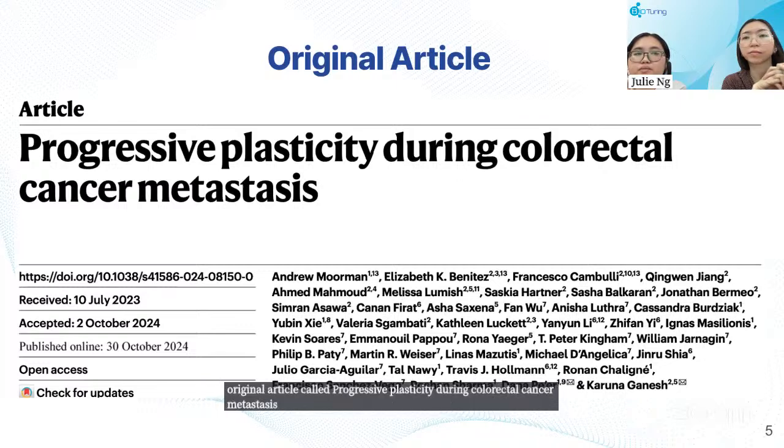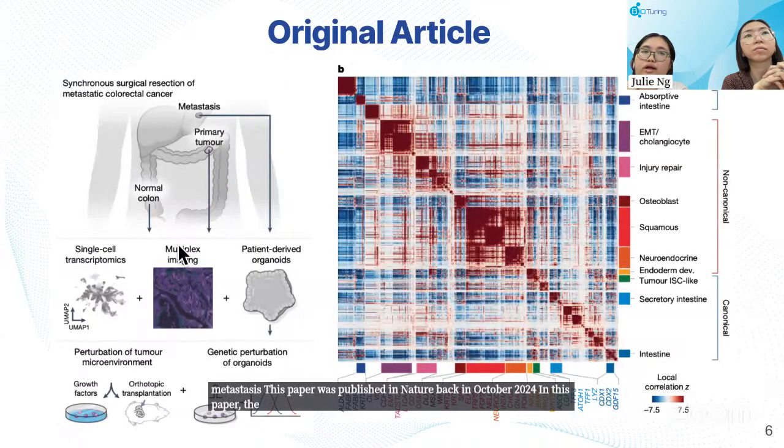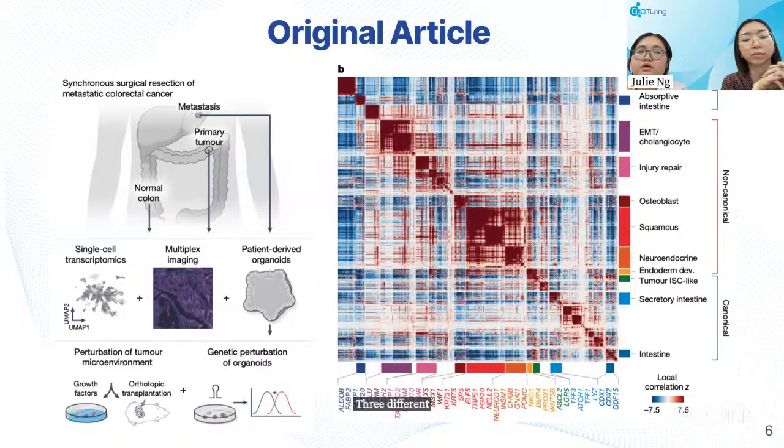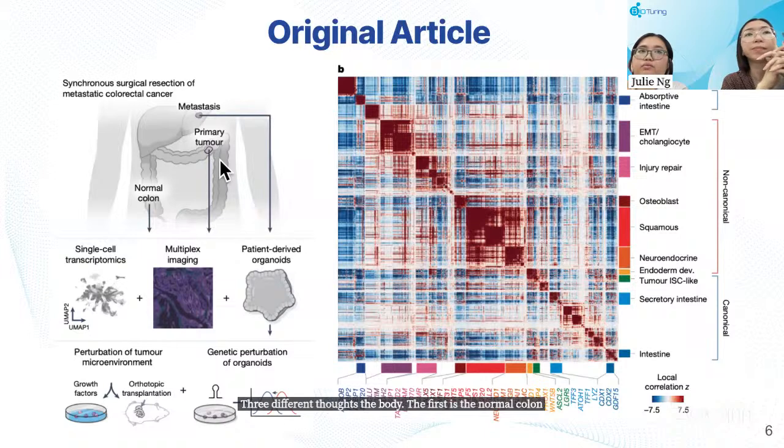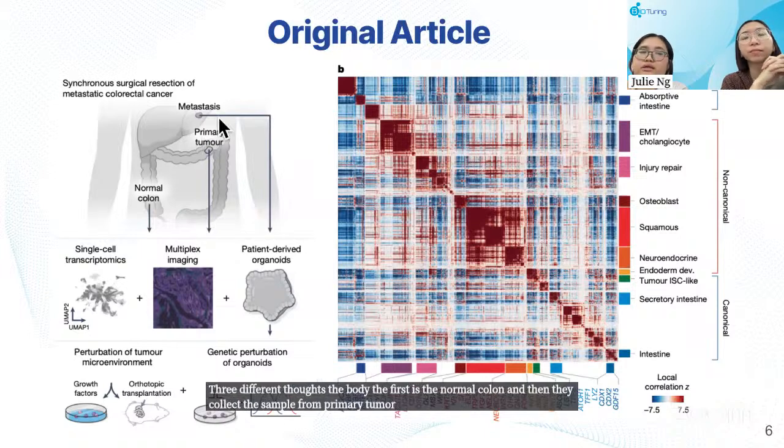This paper was published in Nature back in October 2024. In this paper, the authors collected samples from 3 different parts of the body. The first is the normal colon, then they collected the sample from the primary tumor, and then the metastasis site.